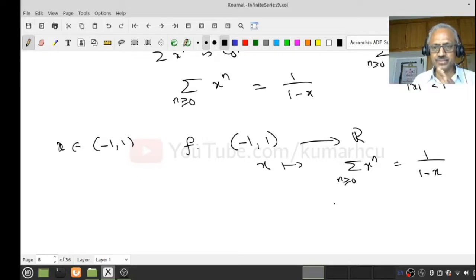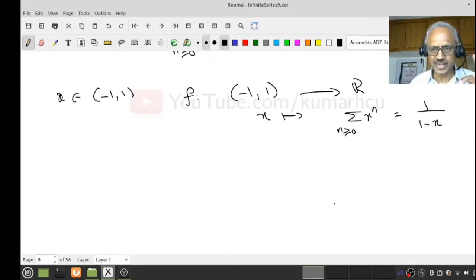Yes, x going to the infinite geometric series, summation x power n, where n is greater than or equal to 0. But we know it converges. The infinite series converges, and its sum is 1 by 1 minus x. Therefore, x going to the geometric series, summation x power n, is nothing other than the function x going to 1 by 1 minus x. Do all of you understand?